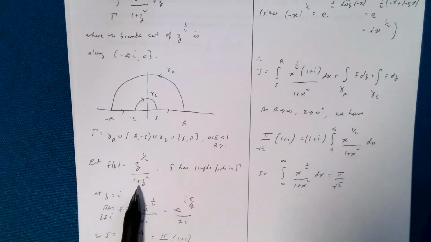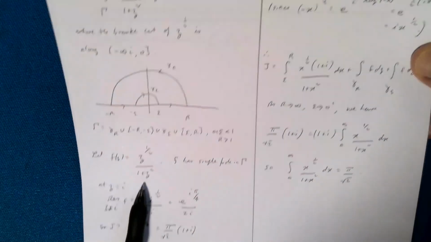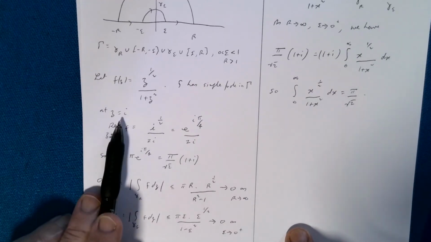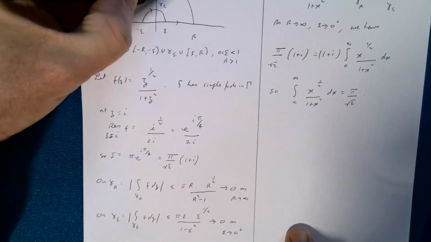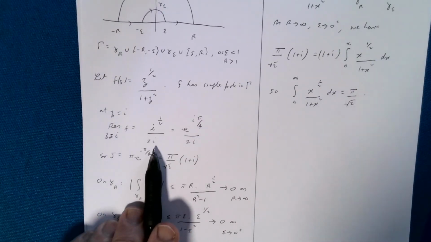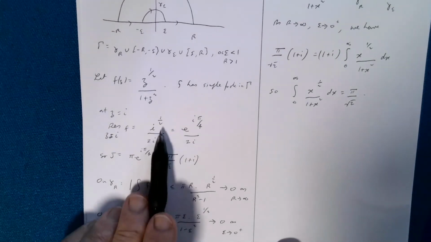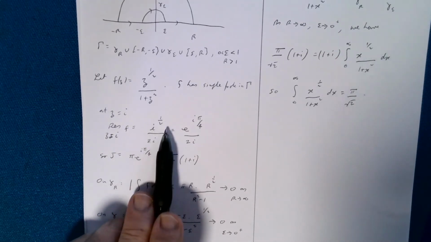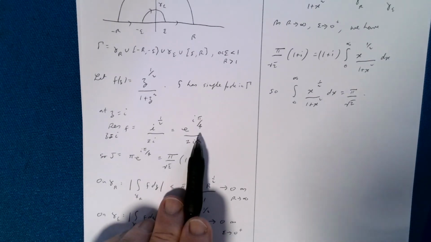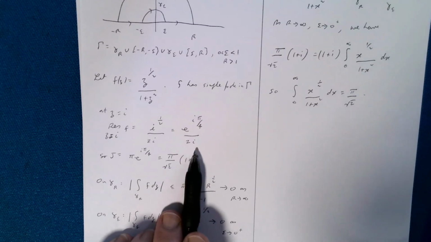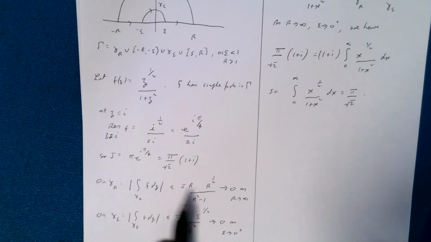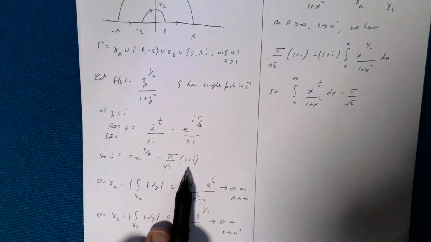Now this function, f of z, which is z to the half on 1 plus z squared, has a simple pole in gamma at z equals i. Here it is here. z equals i is our simple pole. We can get the residue the usual way. We plug this in, and then i to the half, remember the definition of this is e to the half log i, and if you simplify that you get e to the i pi on 4, over 2i. So multiply by 2 pi i to get J, and simplifying gives me this expression here.